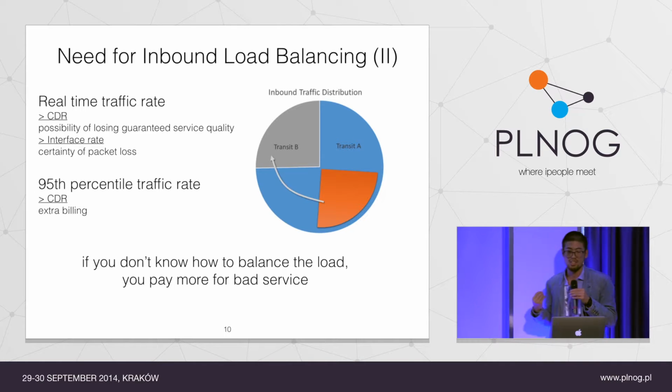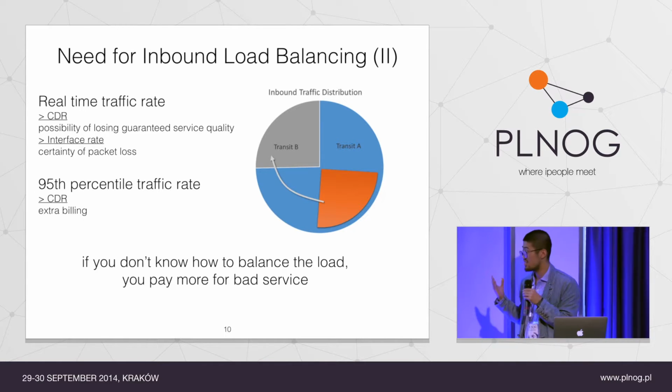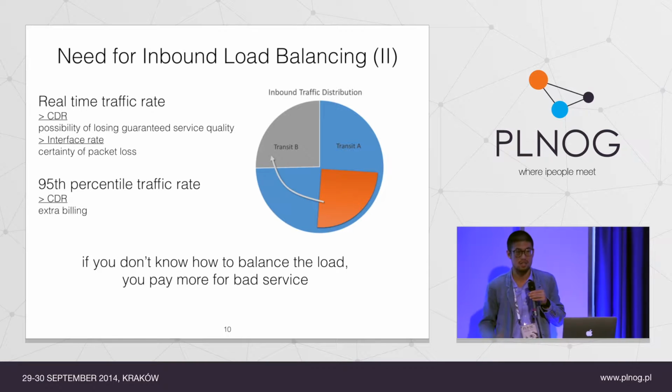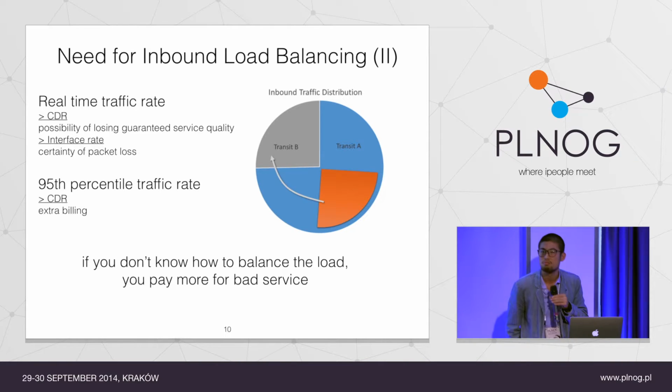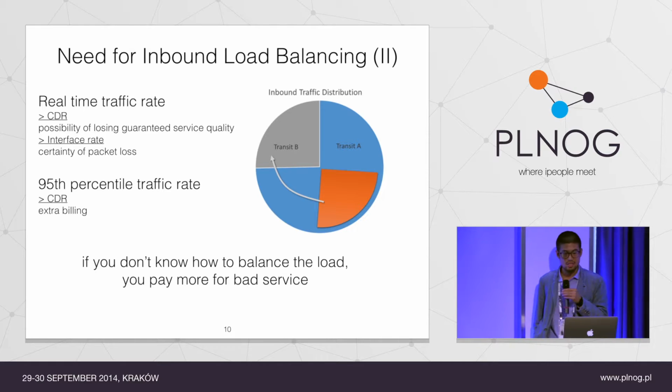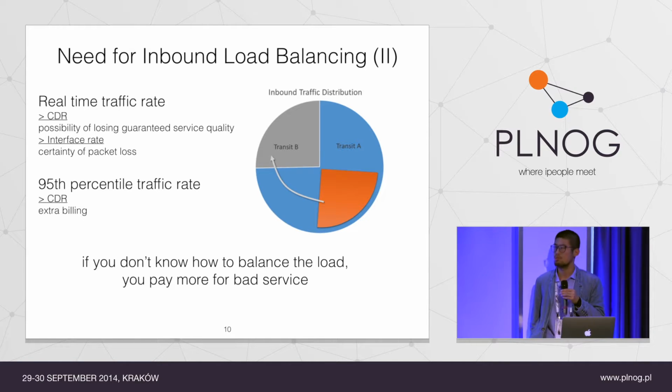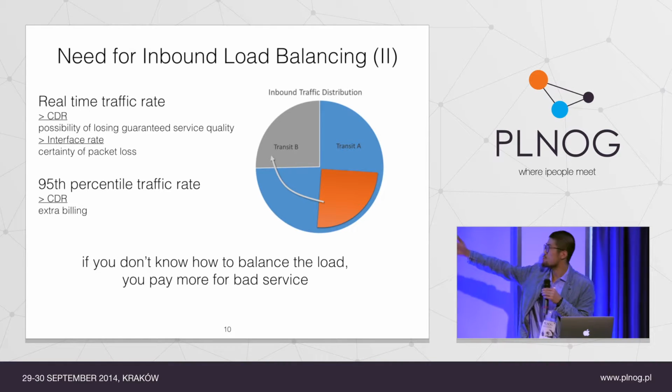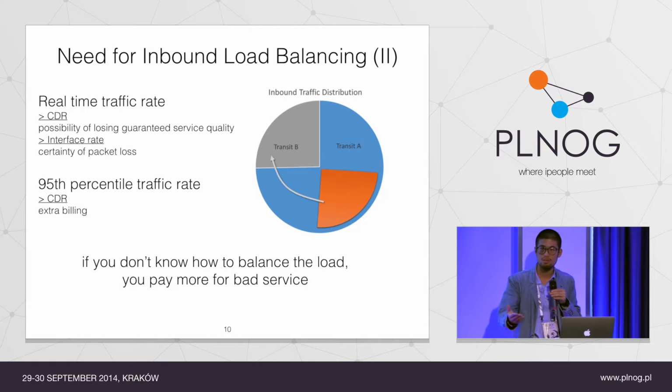It has multiple meanings. First, when the real-time traffic rate exceeds CDR, it means that you might lose the guarantee of service, and your provider may drop your packets, possibly. If we go further in that direction, and the real-time traffic rate exceeds the interface rate, it's sure that you are going to lose packets. And with regard to the 95th percentile traffic rate, you know well, it's about billing. You go past that, you pay more. But do we really have to pay more in this specific case?